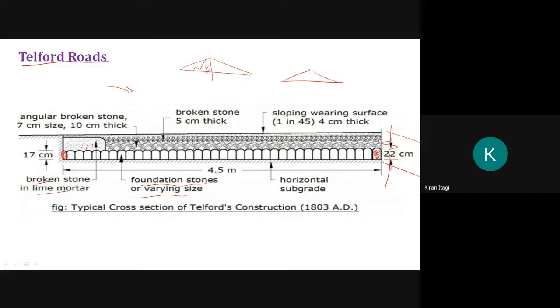Foundation stone of various sizes, initially I said 17 to 22. Horizontal subgrade, that is a hard strata, the bottommost structure, and they have provided different types of layers. Above the stone you can see 7 centimeter size stones, above that 5 centimeter stones, and above that the bearing course or top surface of 4 centimeter thick.